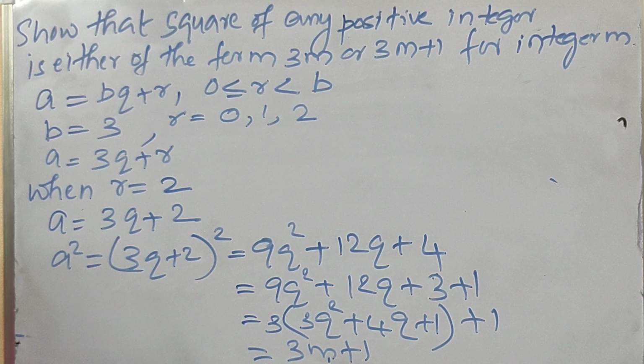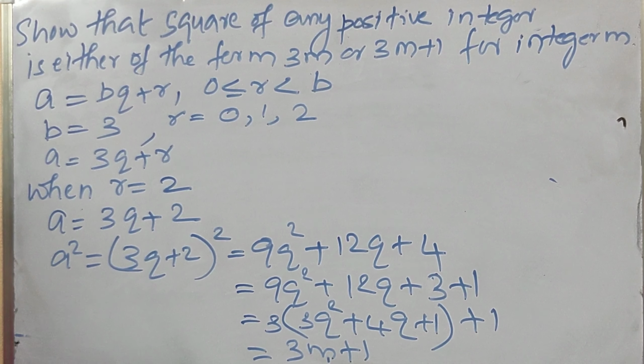So if we take any positive integer and square it, we will get either the form 3m or the form 3m + 1. This type of question is asked as a 3-mark question and sometimes a 4-mark question in the board exam.